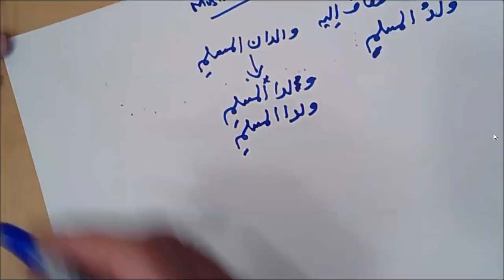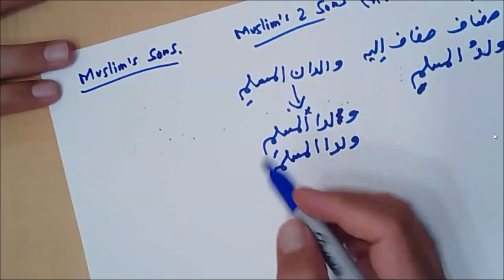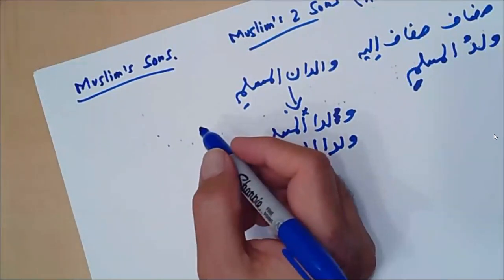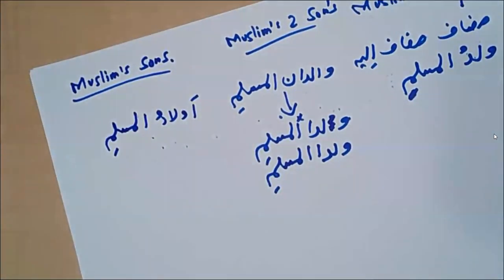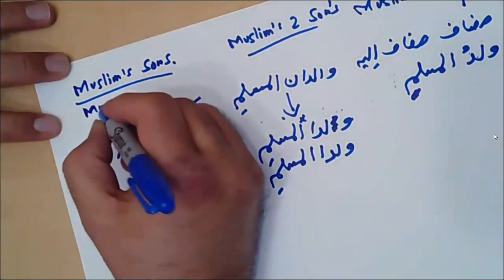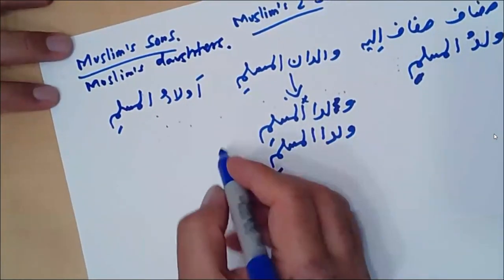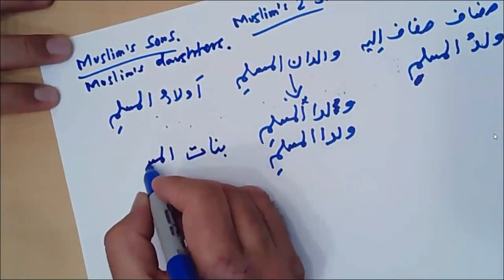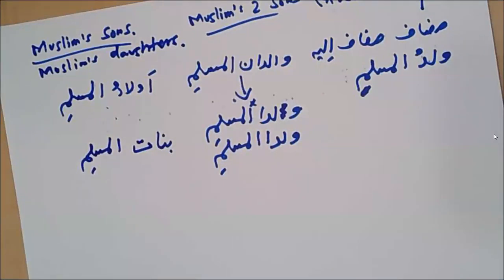Making sense? And if I say Muslim sons, what would be the Arabic of that? Aulad. Auladu Muslimi. Auladul Muslimi. If I have to say Muslim's daughters, Banat Muslimi. What will be the harakat on banat? Banatu. Why? Jama Mukassar. No, that's not right. It's not Jama Mukassar. Anybody else from the brothers want to take a shot?